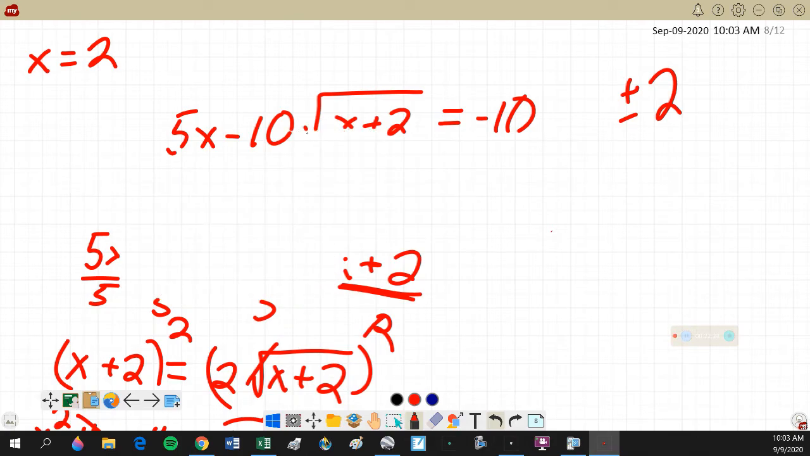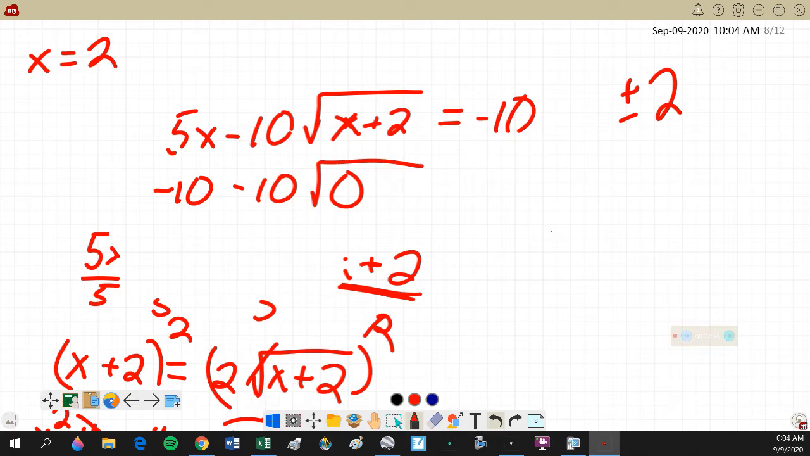Let's try, not to break that, let's try negative 2. 5 times negative 2 is negative 10 minus 10 times the square root of negative 2 plus 2 is 0. Is that true? Is negative 10 minus 10 times 0 equal to negative 10? Yes. So it worked. Okay? That one going to confuse you?